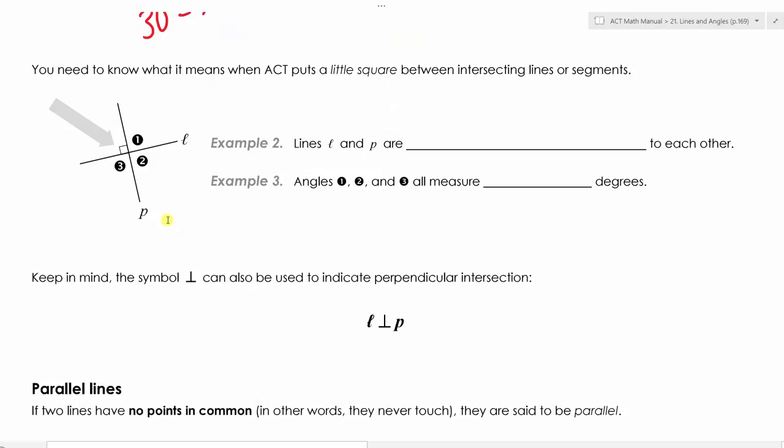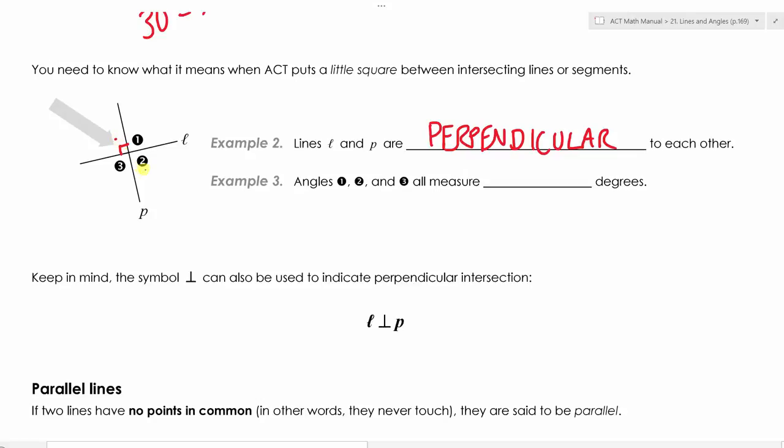You do need to know what this little symbol means. Almost all students do, which is great. It does mean that lines L and P are perpendicular to each other. Perpendicular. And that means that they form a right angle.